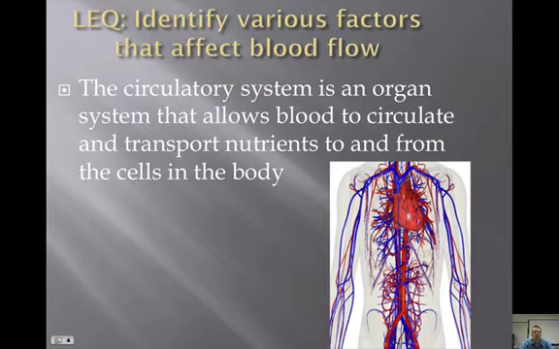So the circulatory system is an organ system that allows blood to circulate and transports nutrients to and from the cells in the body. If you notice this picture here, you obviously have the main organ of the heart within the circulatory system, and you have these blue and red. Those are going to be arteries and veins, and we're going to talk about arteries and veins next. But the circulatory system is very important because it's all about blood flow. First we're going to look at how that blood flows within the heart and to the different parts of your body, and then different heart diseases that can affect that blood flow.